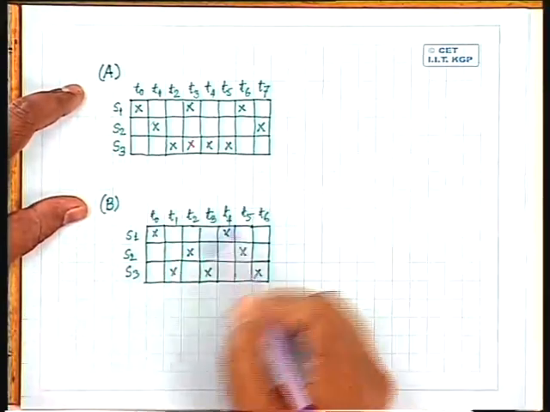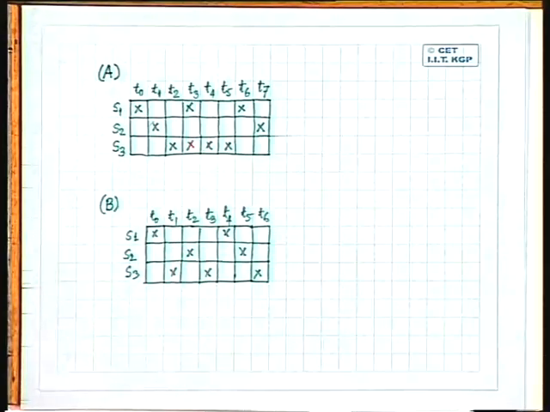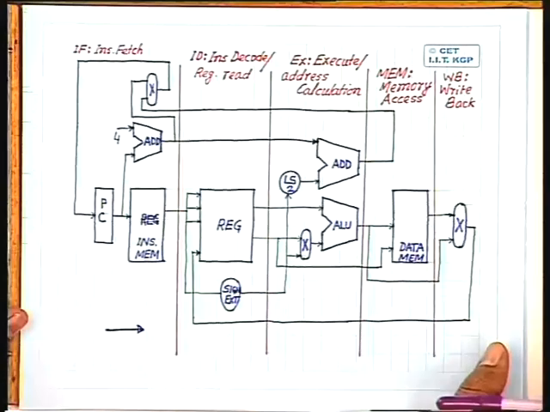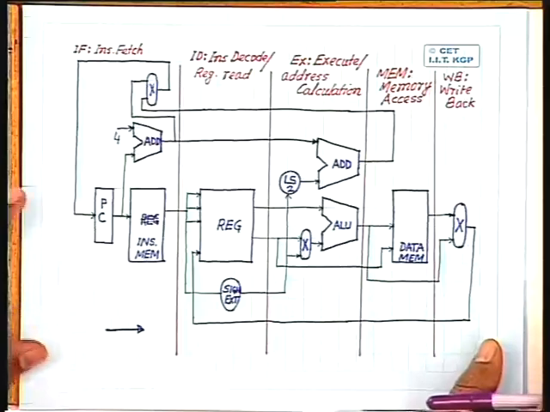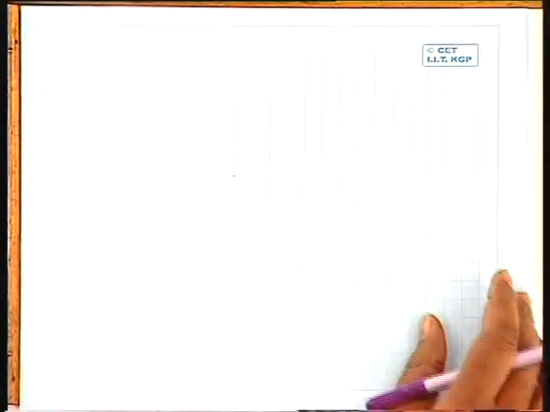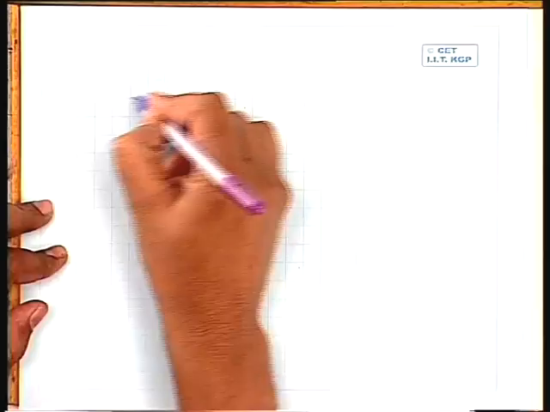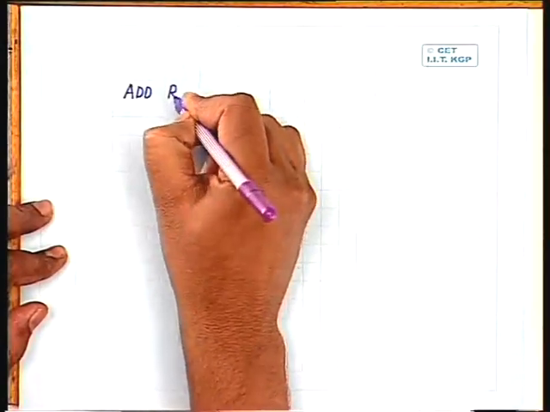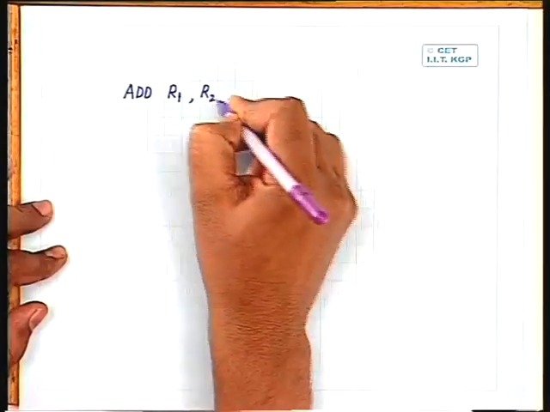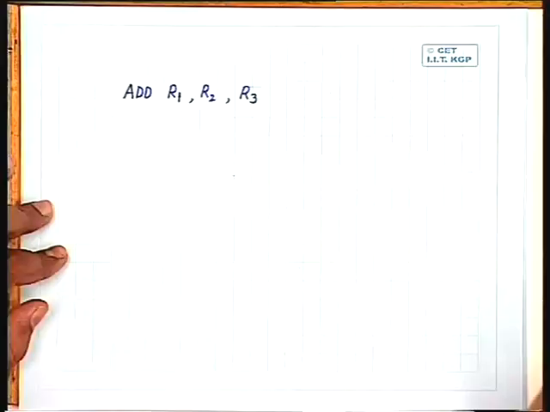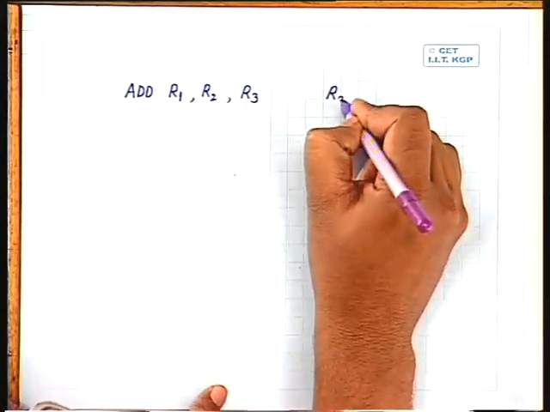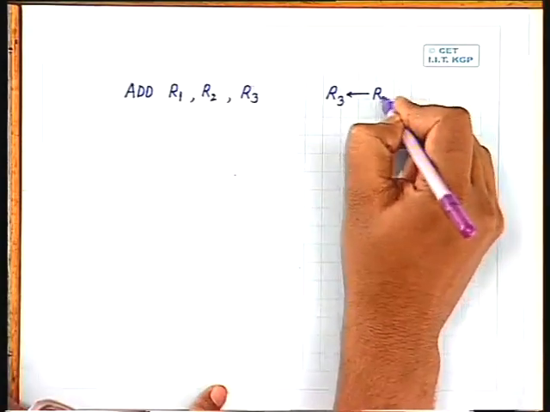Okay. So if I go by this type of reservation table concept, you find that all the instructions which have to pass through this pipeline will have their own reservation table. So for example, if the instruction to be executed is simply add R1, R2, R3, if this is the instruction that is to be executed, the operation of this is R3 gets the value of R1 plus R2.